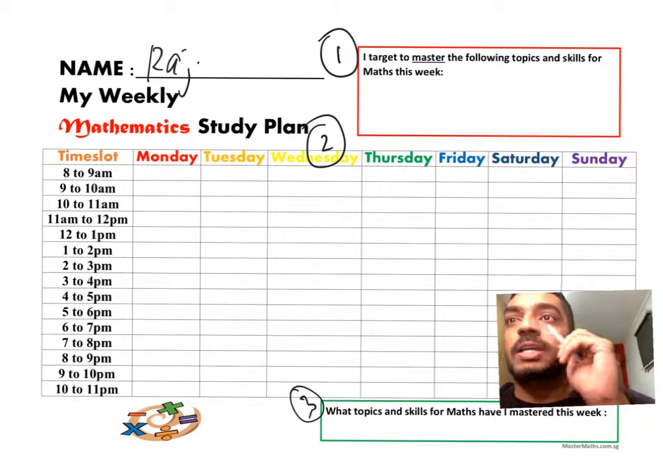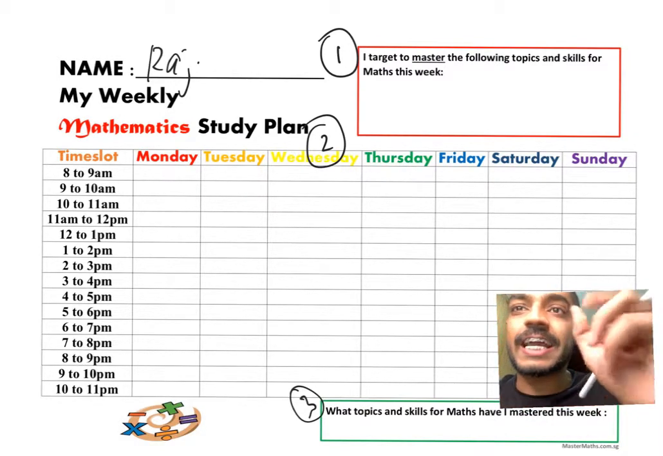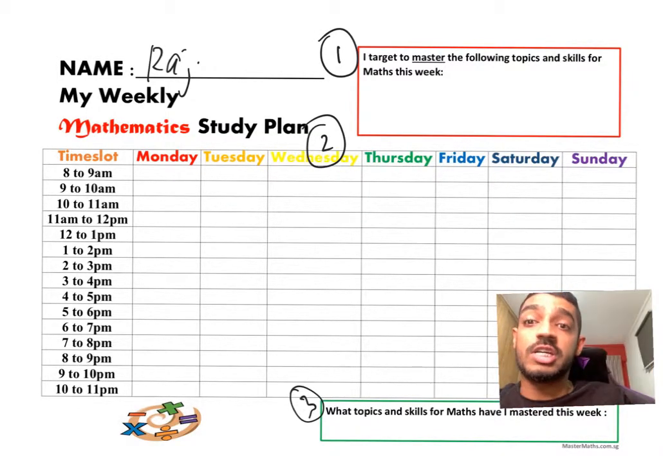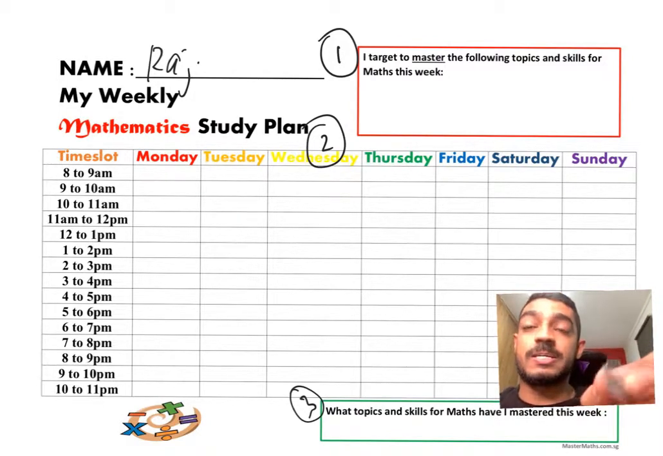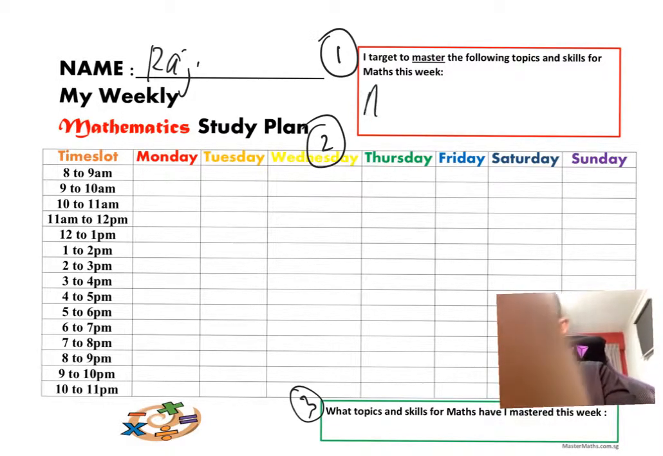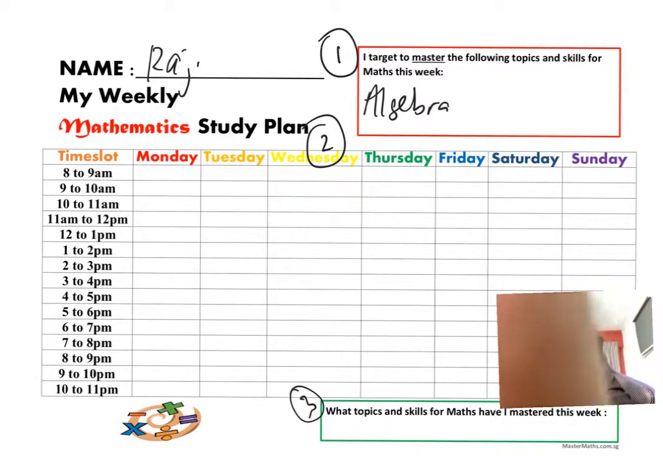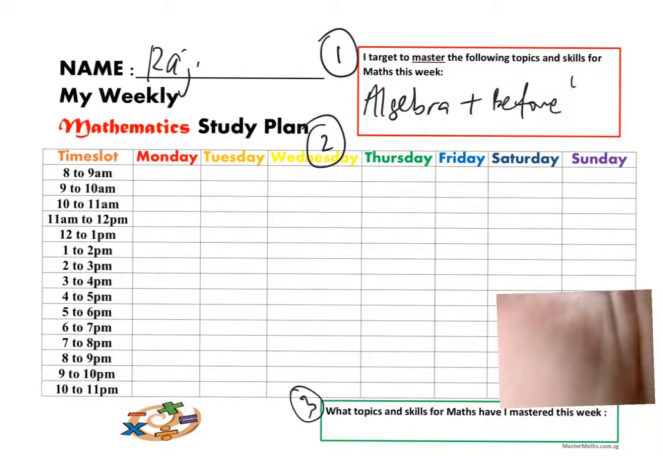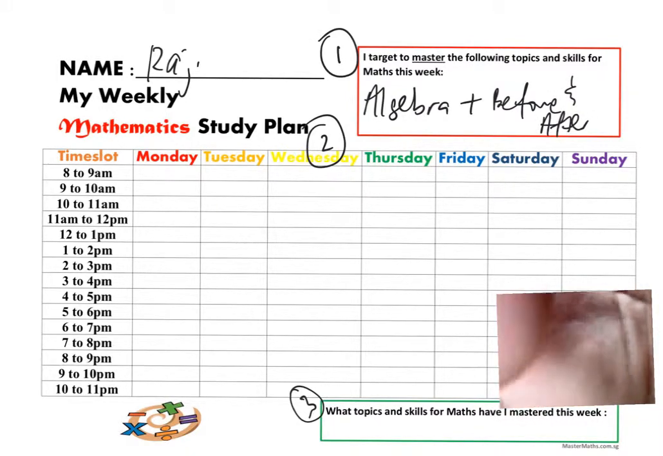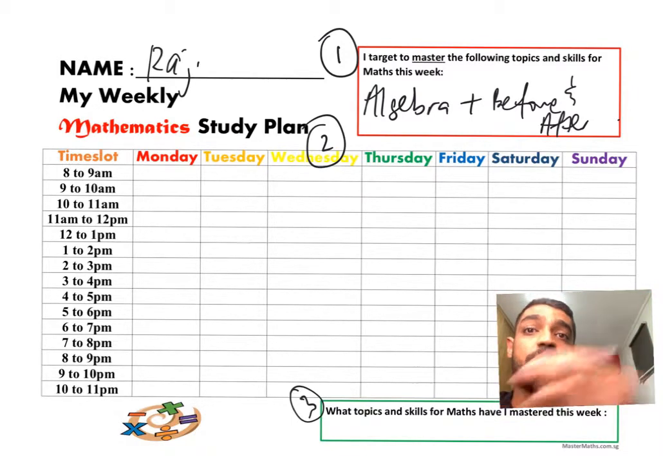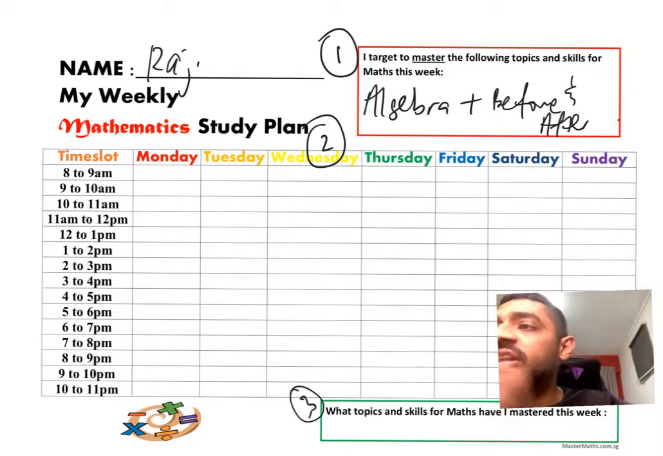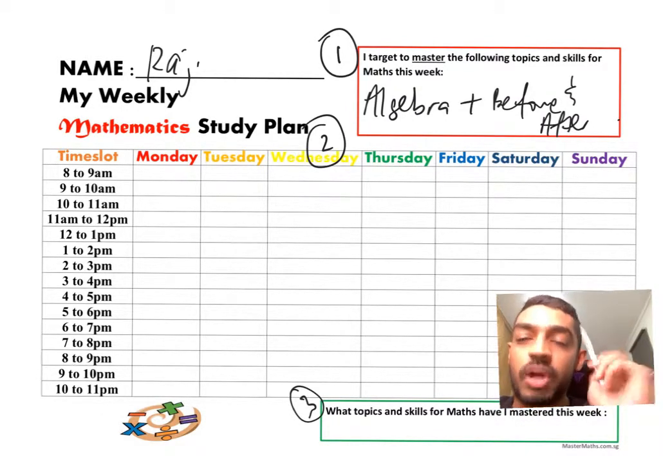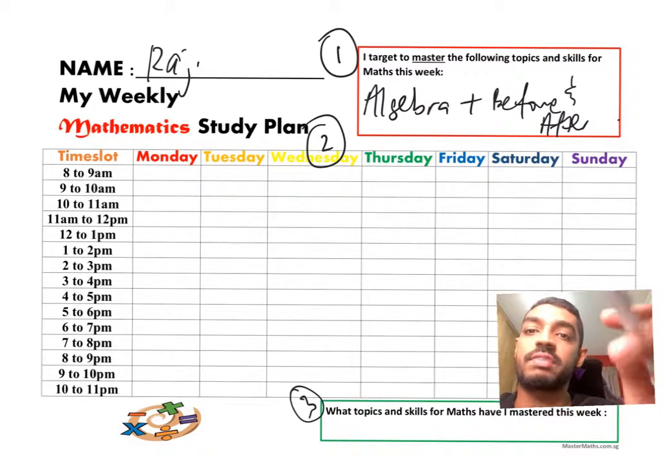On Sunday, fill up box number 1 first. I target to master the following topics and skills for maths this week. For example, if your child is in primary 6, perhaps you want to put algebra here, plus perhaps a before and after concept. So this is the child's target for that particular week. And we fill in these time slots with the child's practices for these two topics: one is algebra, one is before and after concept.